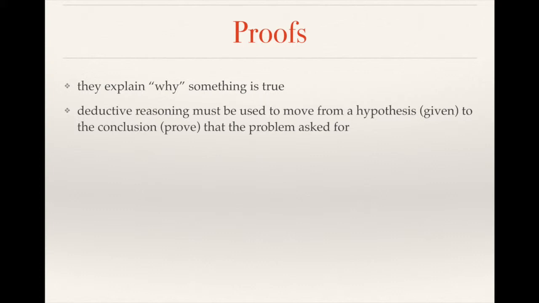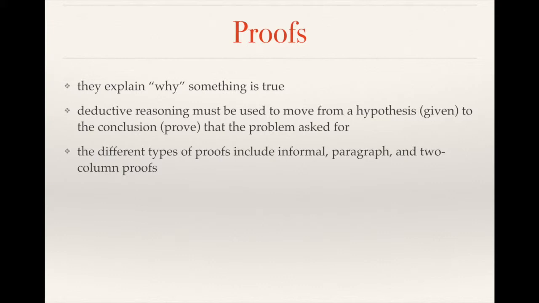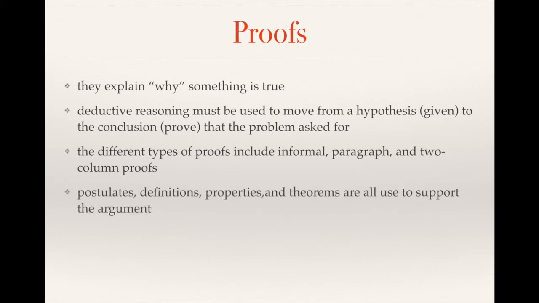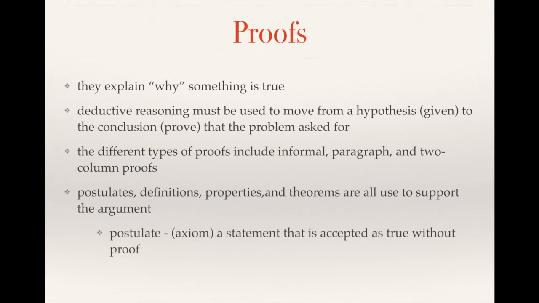The different types of proof usually include informal, paragraph, and two-column. Postulates, definitions, properties, and theorems are all used to support your argument. A postulate is a statement that is accepted as true without proof, and a theorem is a statement that can be proven true.